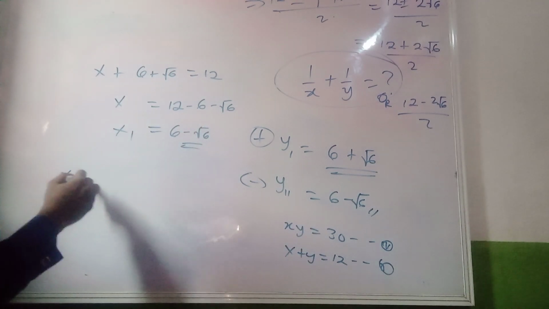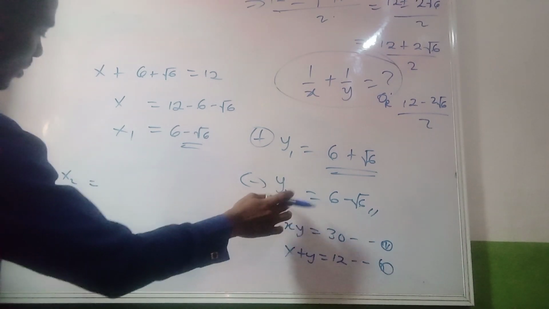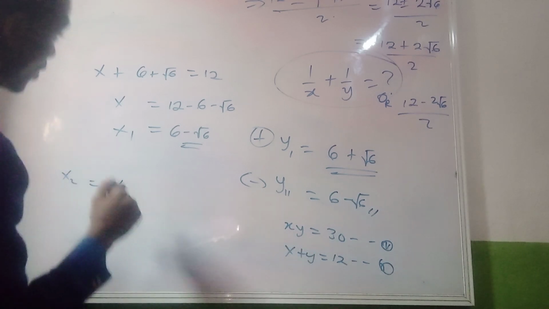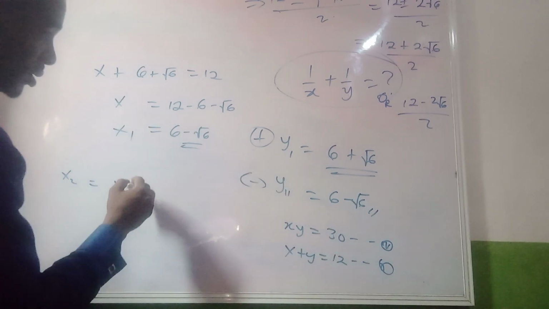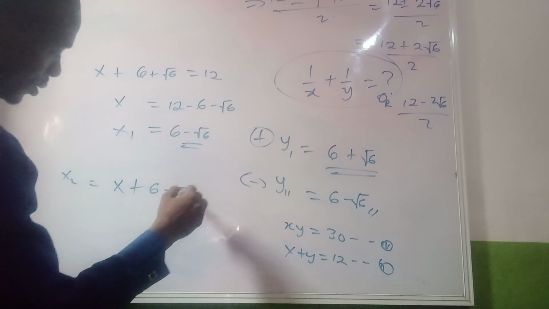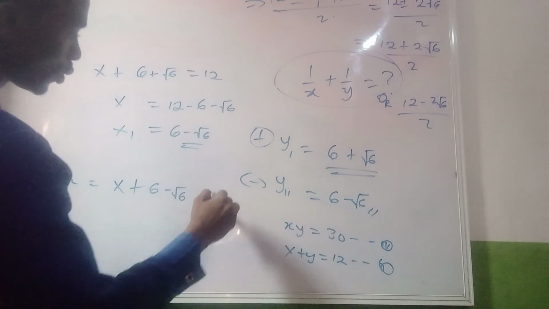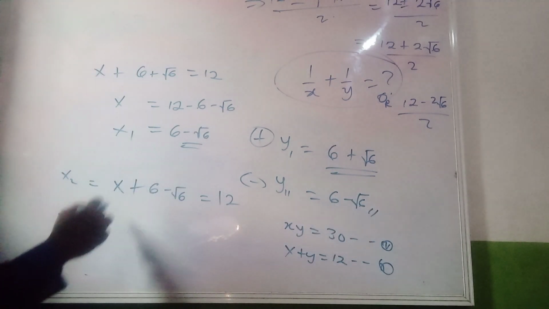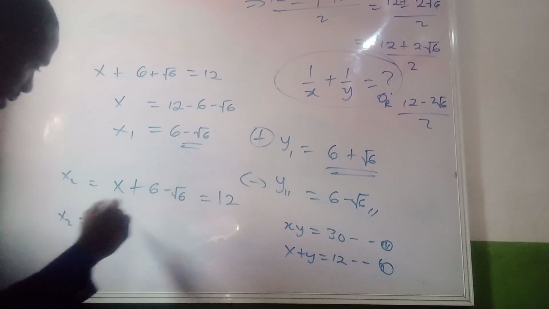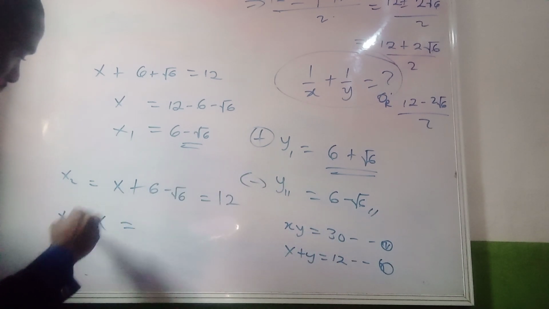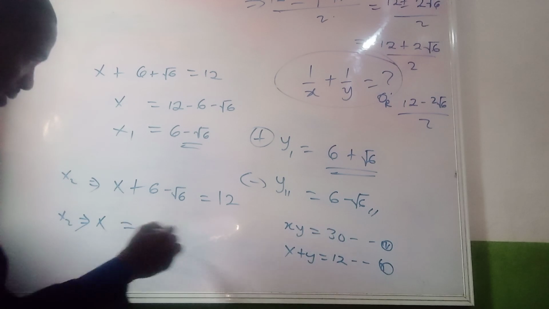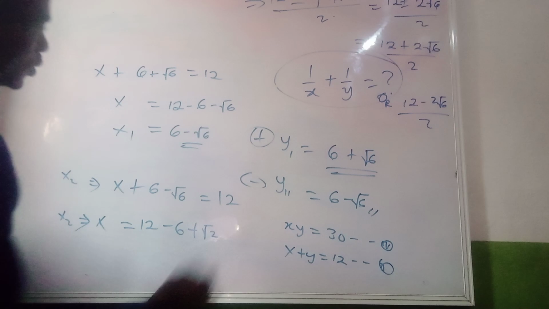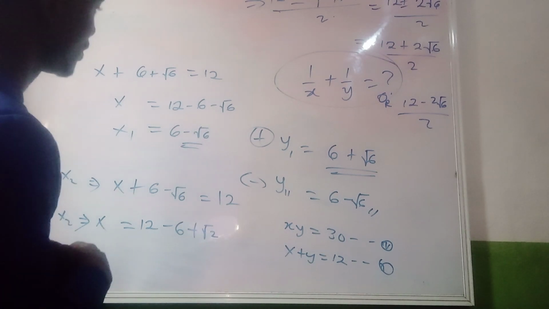For x2 now, the second answer of x, I'm going to substitute this. So x plus y, and y has been designated to be 6 minus root 6, to be equal to 12. If you use this, we will still get the same thing. So my x2 now, the second answer of x, is going to be: take all this to the other side. x equals 12 minus 6 plus root 6. So that's what we have.